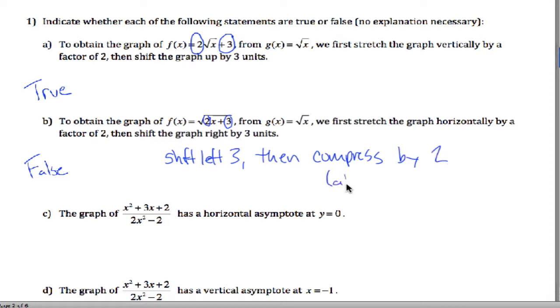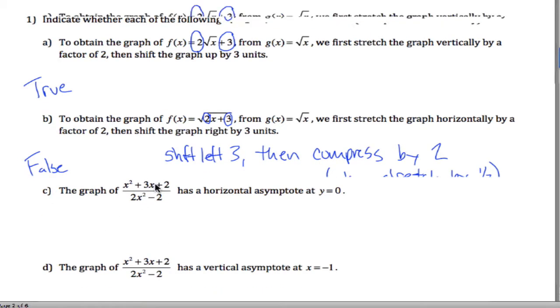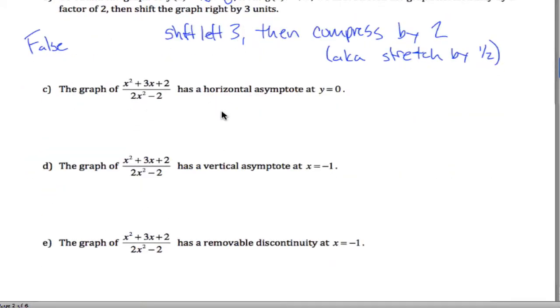And compress by 2, aka stretch by 1/2. So 3 things wrong here. Compress instead of stretch, left instead of right, and the order's wrong. You only need 1 wrong to be false. That's definitely false. The graph of this mess has a horizontal asymptote at y equals 0.